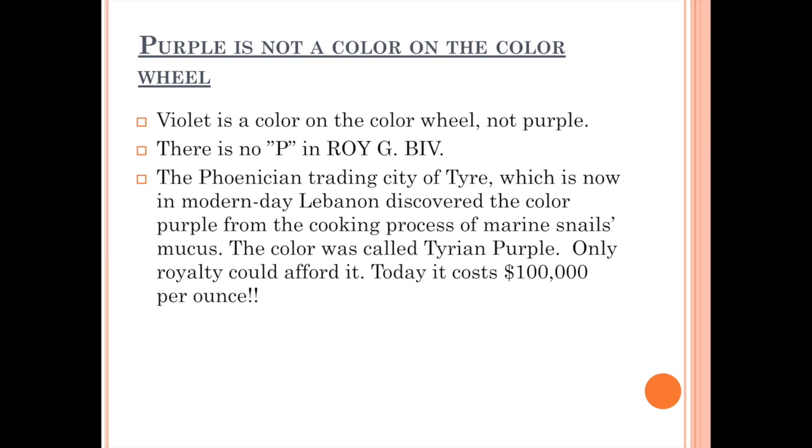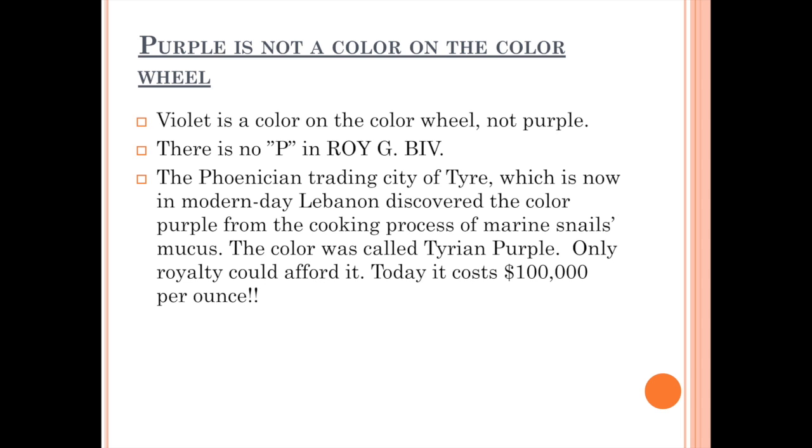So violet is the color that's on the color wheel, not purple. There is no P in Roy G. Biv. Okay, if you don't know what Roy G. Biv is, that's the colors of the rainbow when light is broken down through refraction, like through a triangular prism. When the light is refracted, it creates the colors of the rainbow. So red, orange, yellow, green, blue, indigo, and violet.